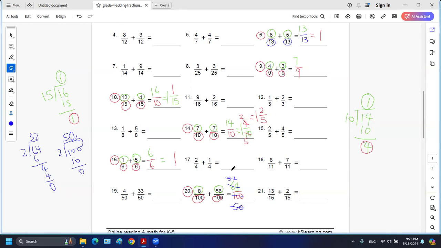And since 32 is an even number and 50 is also an even number, we can just divide by 2 again. 32 divided by 2 is 16. 50 divided by 2 is 25. So 16 over 25 is the final answer.